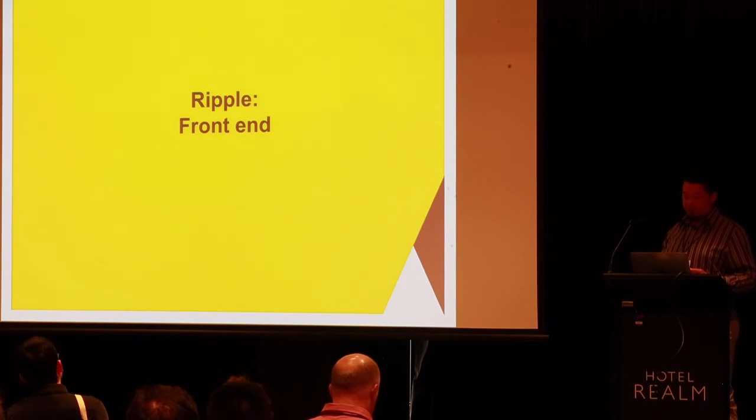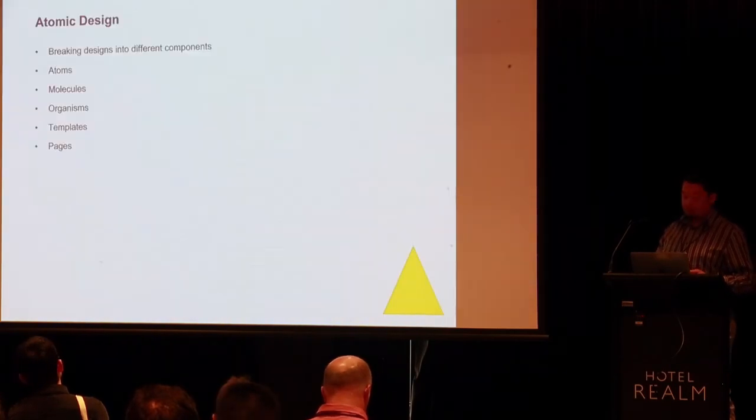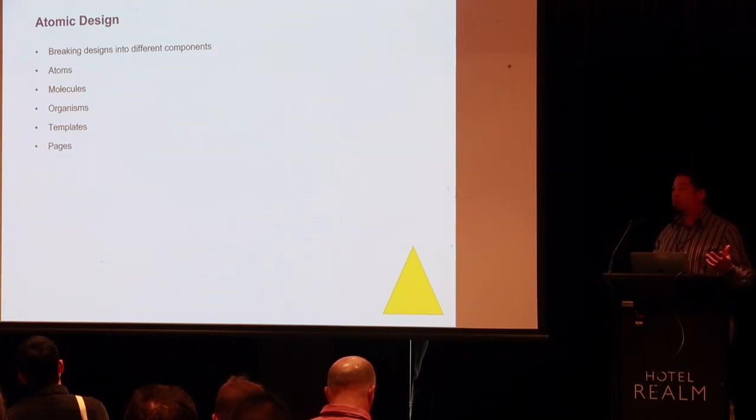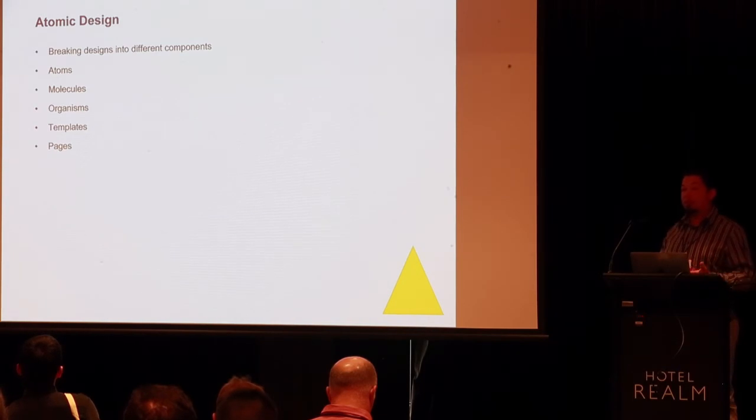Okay, the final layer is Ripple, and this is our front end. We start on atomic design principles, a term coined by a guy named Brad Frost. All of our atomic design starts with our UX team. Those atomic designs then work their way into the actual designs, and it's only at that point that we take those items and start turning them into components within our front end.